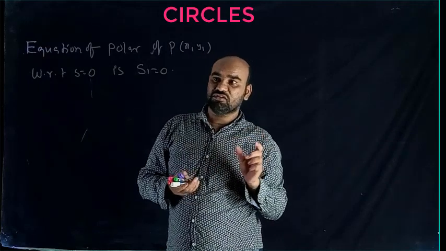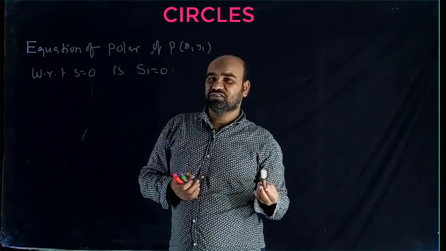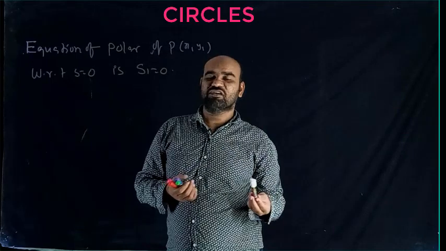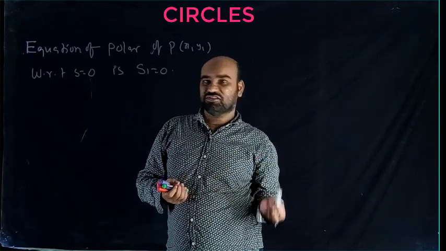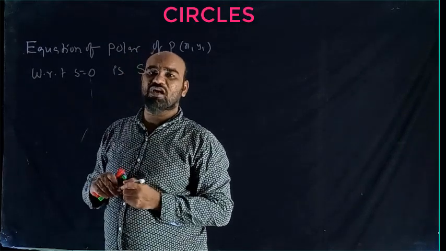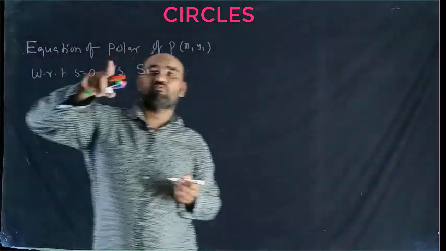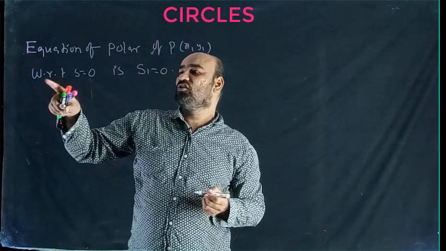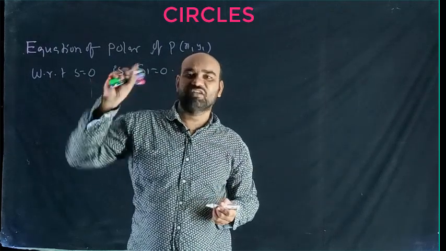Again I am saying, please don't get confused. S1 = 0 is sometimes the equation of the tangent, sometimes the equation of the chord of contact, and sometimes it is the equation of the polar also. In this situation, this represents the equation of the polar. The equation of the polar of P(x1, y1) with respect to S = 0 is S1 = 0.